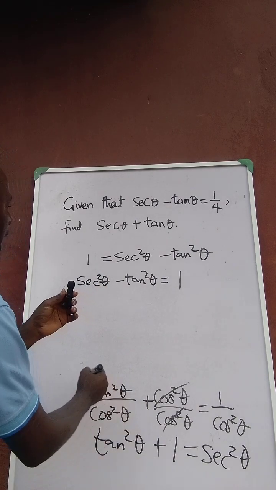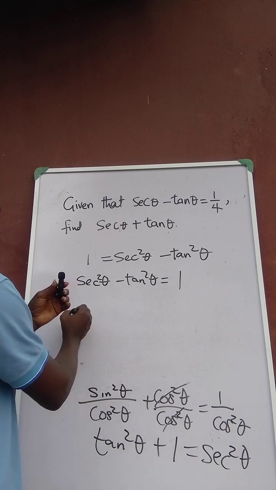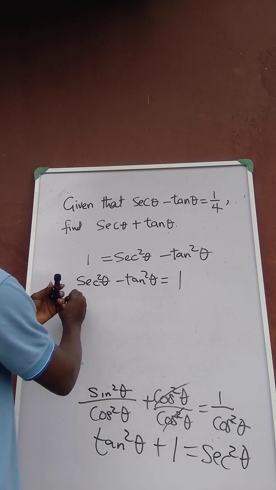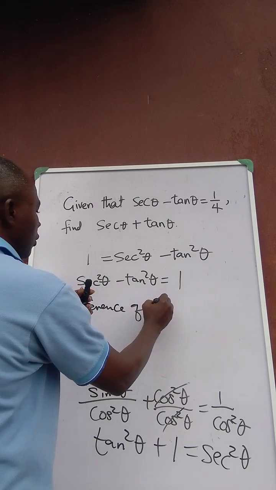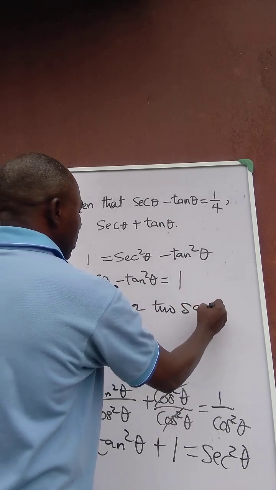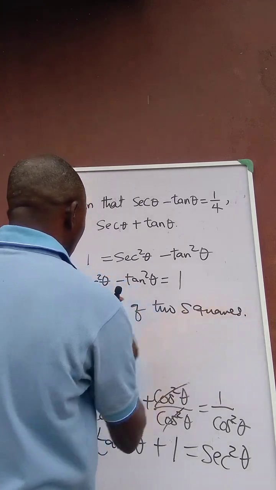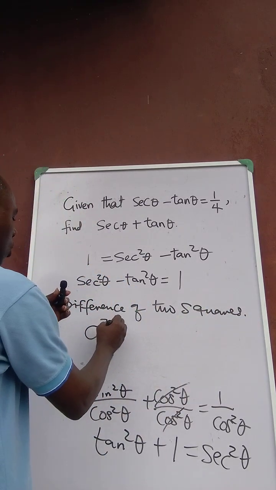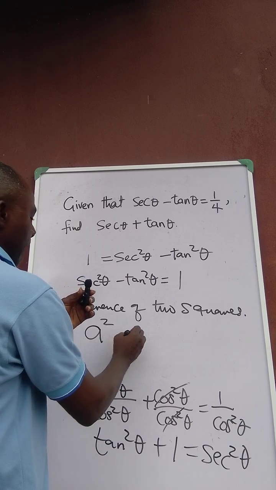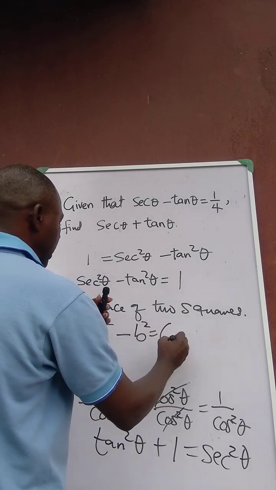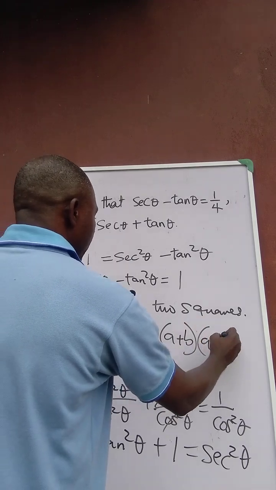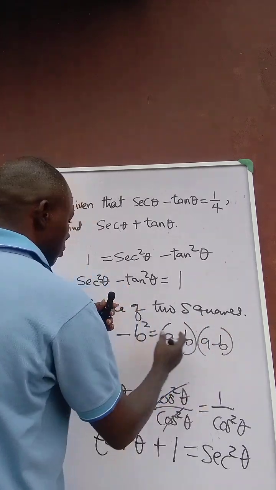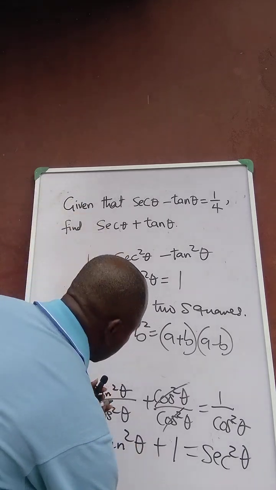Now, from this idea, whenever you have something like this, the difference of two squares. What is the difference of two squares? When you have something like this, a squared minus b squared is the same thing as a plus b into a minus b. That's the difference of two squares.